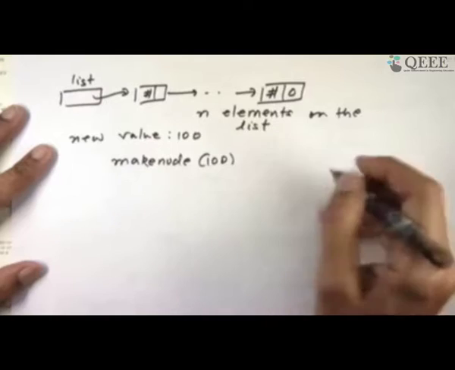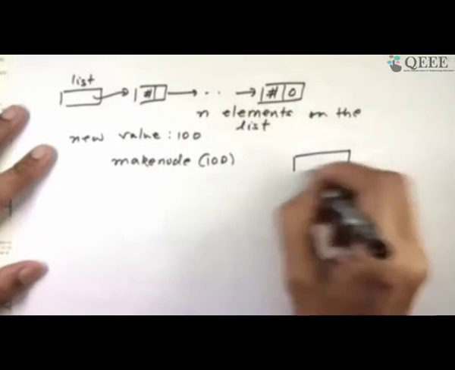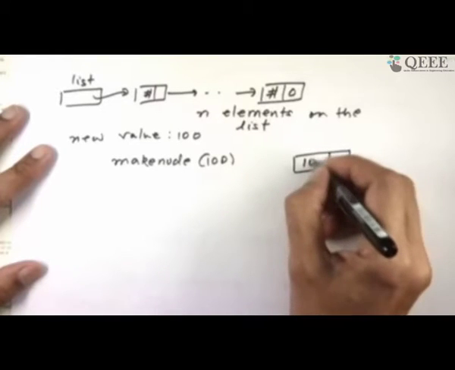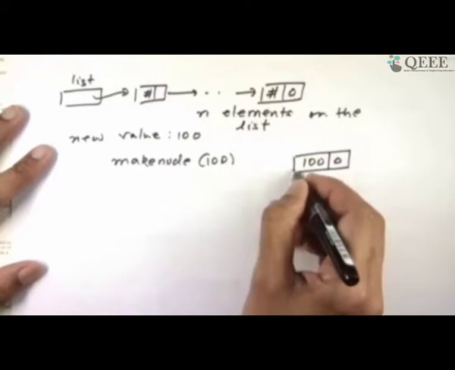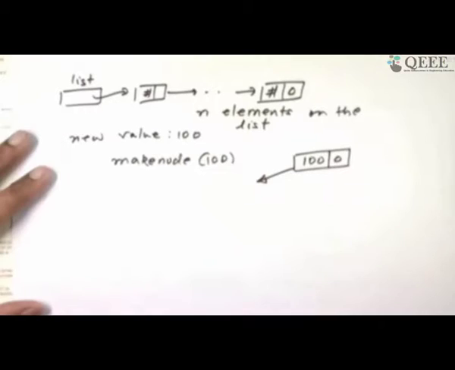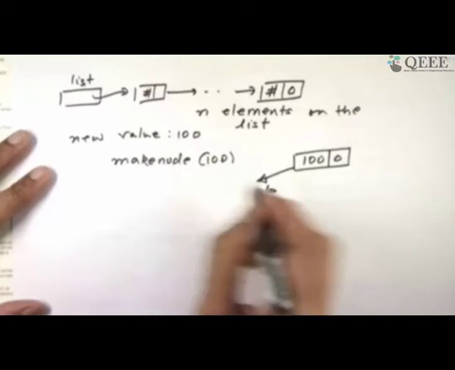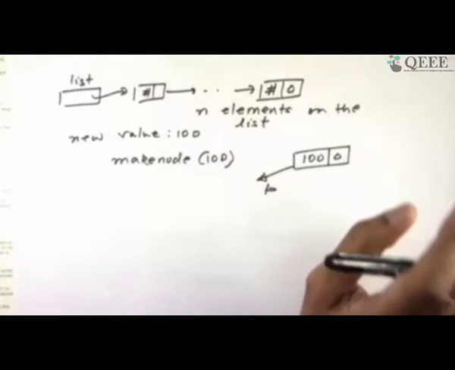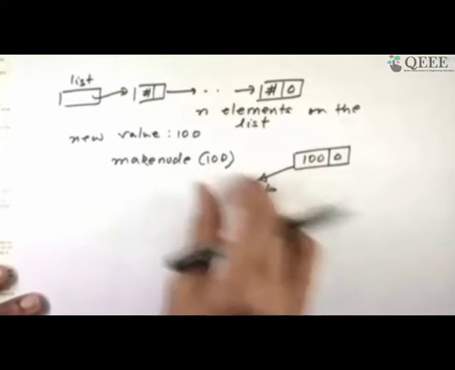So what will make node do? On the heap, it will take a box, put 100 there, put 0 here, and give me this address. It returns this address. Let's call it P. So make node will do this: put something on the heap which is not connected to the list. In some other area on the heap, it makes this packet and gives it back.